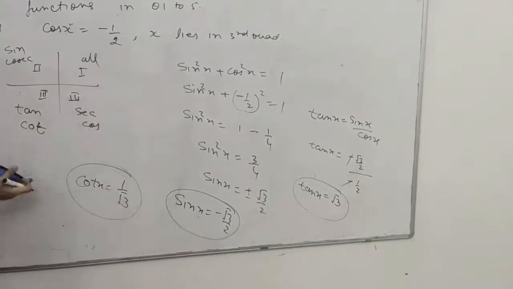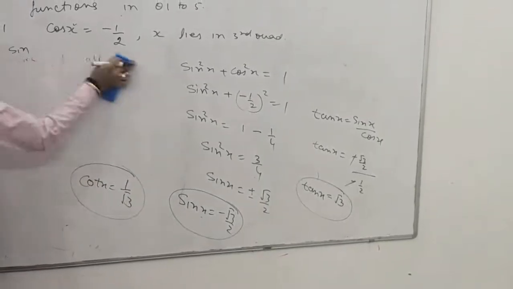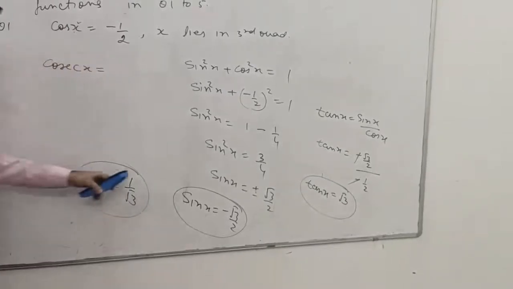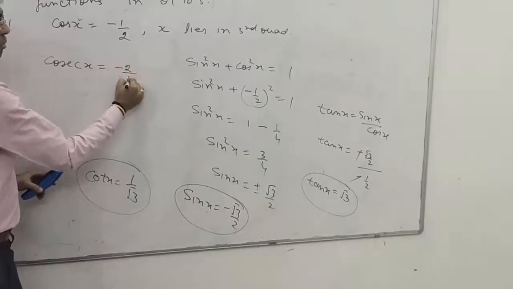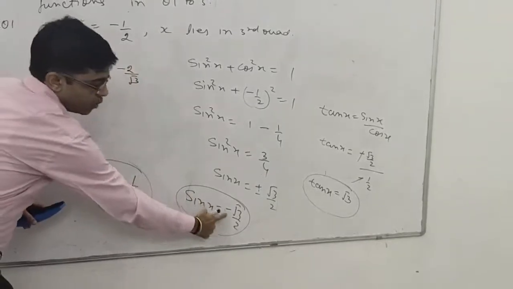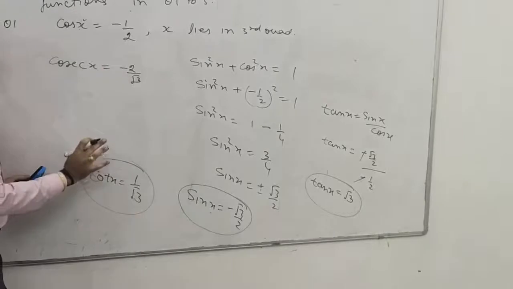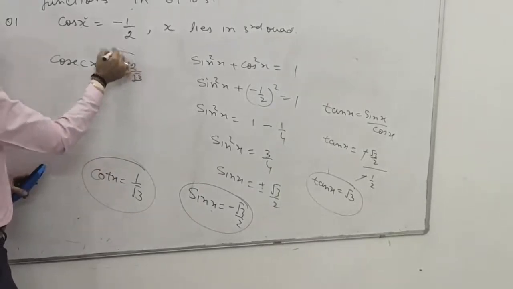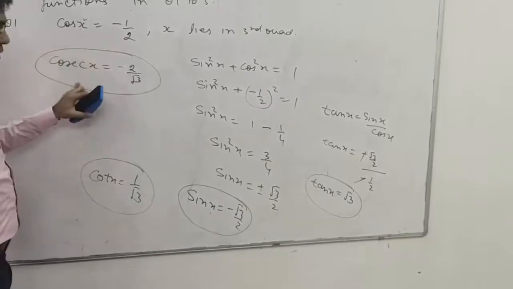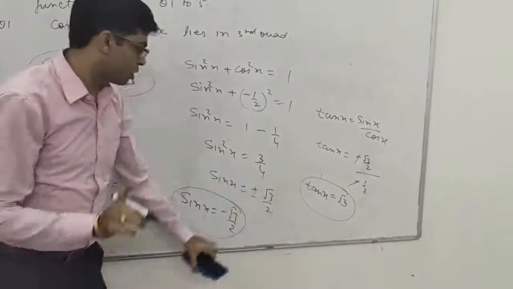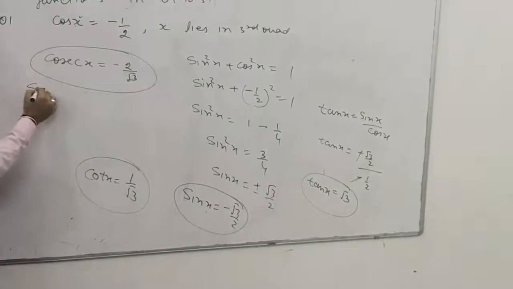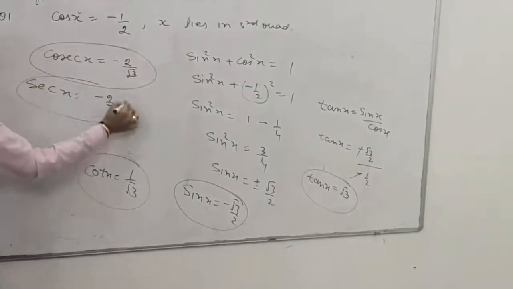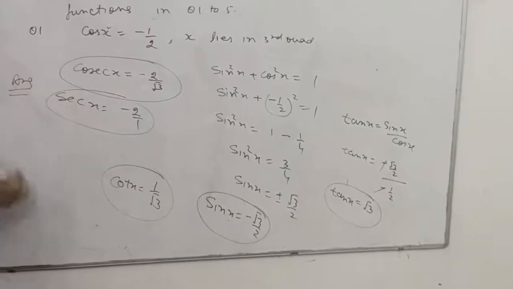The reciprocal of sin is cosec. So cosec x is negative 2 upon root 3. The negative you can write in the numerator or denominator, both are the same, but you will not write it like this. So negative negative will become positive. Sec is left. Sec is the reciprocal of cos. So these are the final answers.